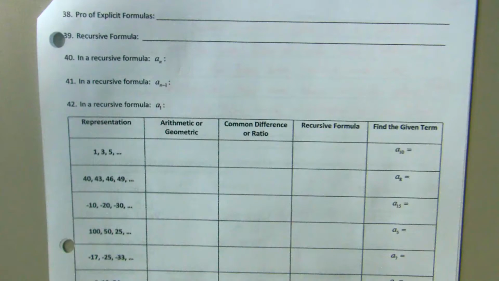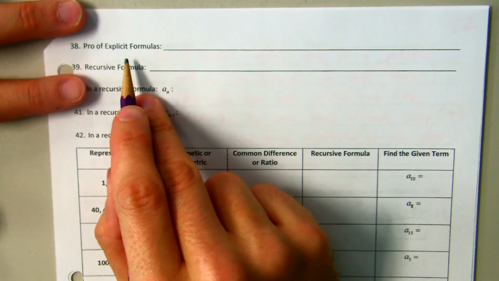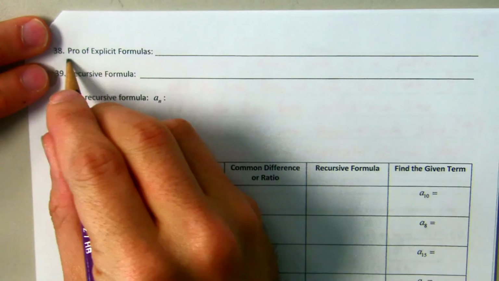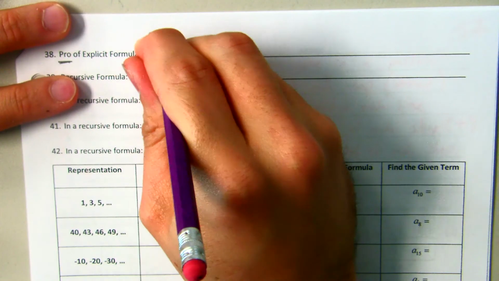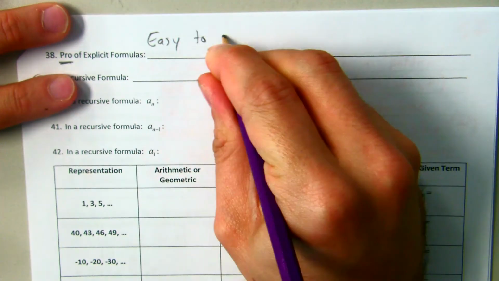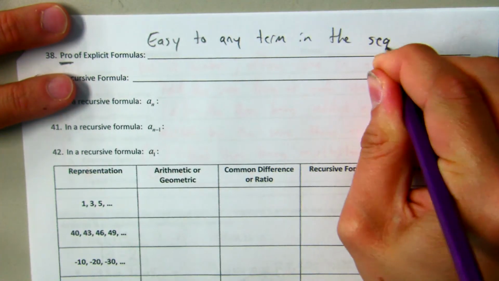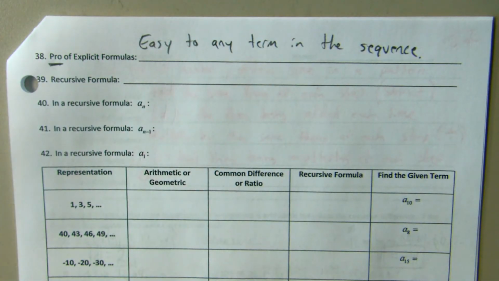Okay, so the last big thing we need to talk about today is the recursive formula. You need to see how that's set up, and talk about how it compares to the explicit formula. So I think I've convinced you from those examples that really the benefit of the explicit formula is that it is easy to find any term in the sequence. If you want to know what the 50th term is, you plug in 50 for n.